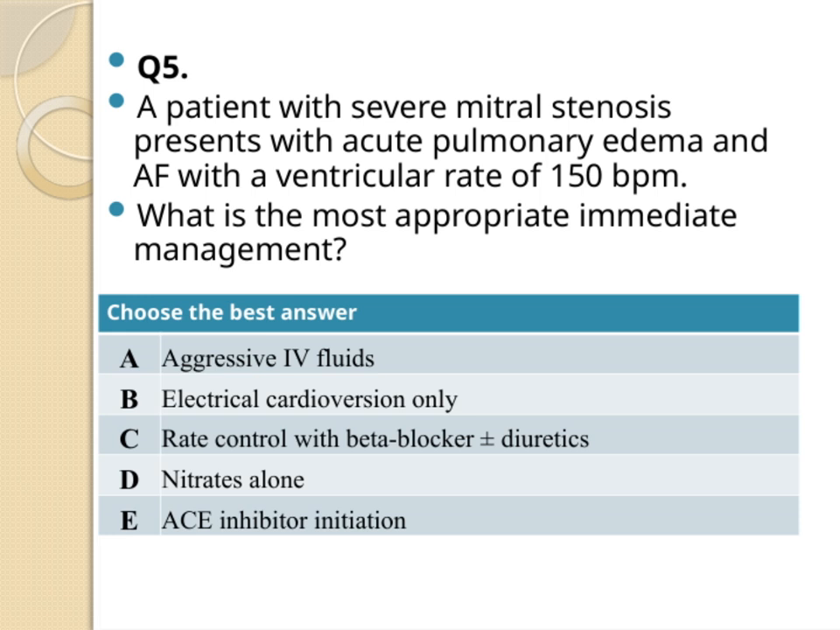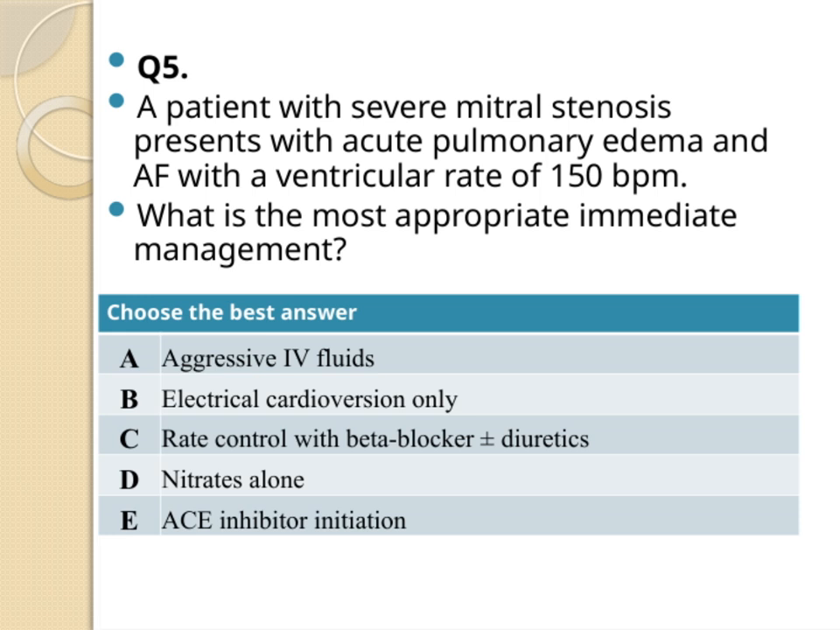So, among the options provided, the most appropriate immediate management is rate control, typically with a beta blocker, possibly combined with diuretics if there's fluid overload. This approach helps slow down the ventricular response, relieve symptoms, and stabilize the patient.